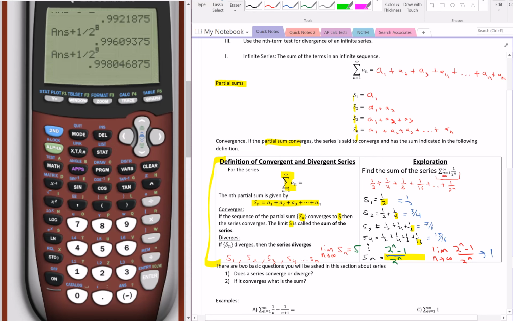It's always a little bit less than 1, but it'll be really, really close to 1 eventually. Right? So because the limit of the nth partial sum converges to 1, we can say that the sum of the infinite series is equal to 1.